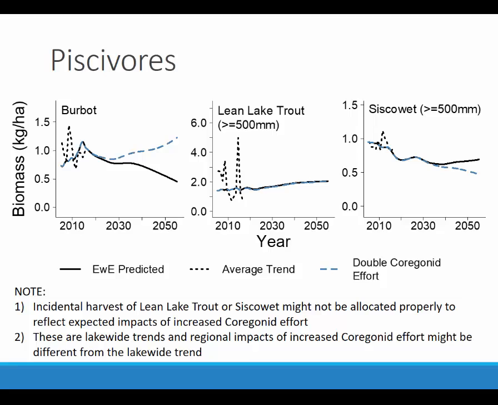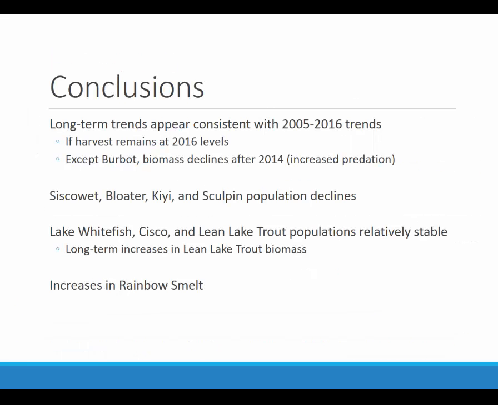And I do want to note that there might be some incidental harvest on lean lake trout or siscowet that I might not have captured with this model, that might not represent the increase in coregonid effort. So these trends might not be exactly right. And again, these are lake-wide trends. Things that happen in local areas, so if we're talking about just Wisconsin waters, we might see different trends versus the whole lake-wide. So long-term trends appear relatively consistent with the 2005-2016 trends if harvest remains at the 2016 levels.